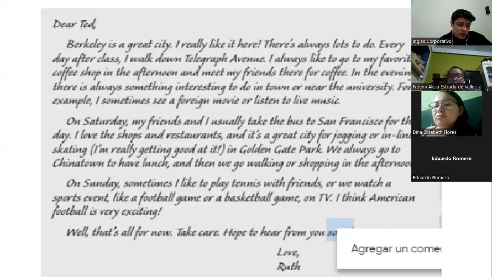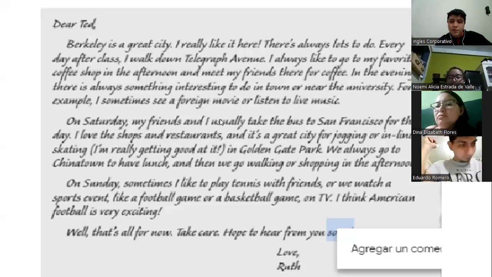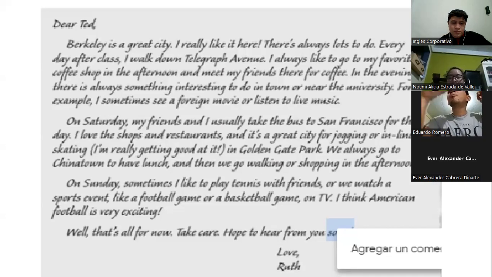Okay, now let's see the last one. Group number 5. I have Erica, Ever, and Salvador. What can you tell me about this reading, guys? Yes. This letter is about the many activities.